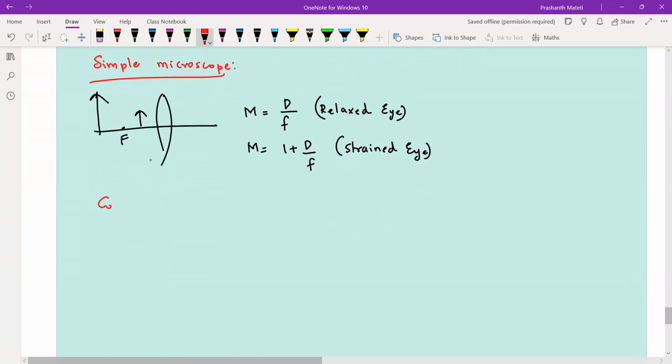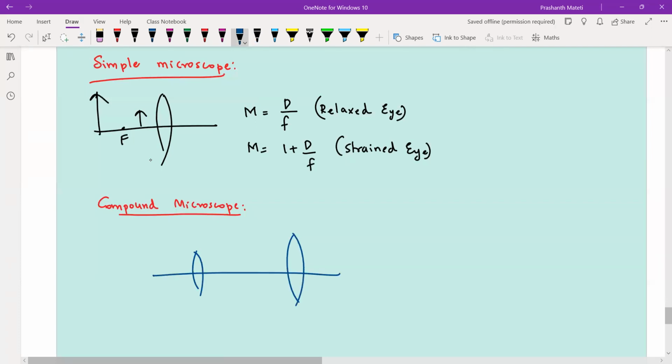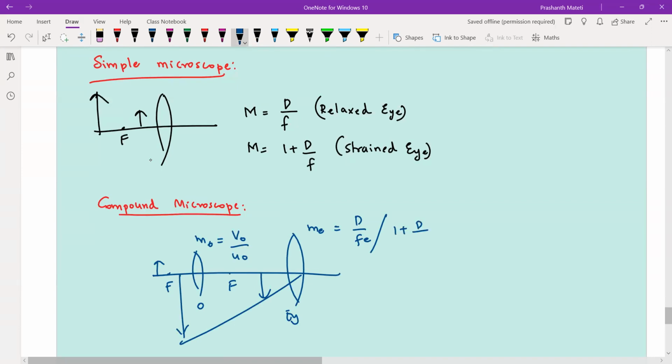Then for a compound microscope, we have two lenses. The objective lens is smaller and the eyepiece is bigger. You place the object beyond F, so it forms an image, and then again it forms a virtual image. Finally it forms a virtual image here. This is the objective, this is the eyepiece, this is MO and this is ME. MO is equal to VO by U, and ME is equal to D by FE for a relaxed eye, and 1 plus D by FE for a strained eye.